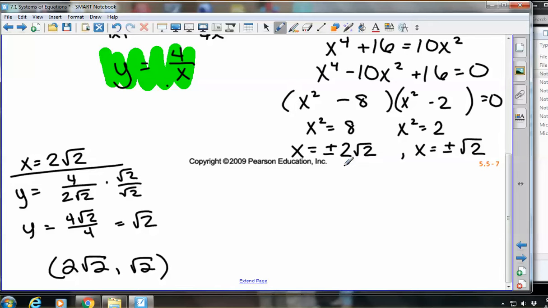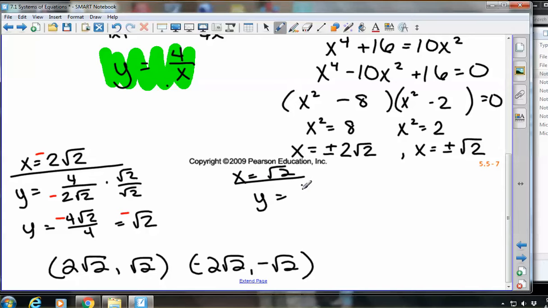Now, what would happen if I put in a negative 2 radical 2? Do I need to work it out, or do you guys know what the answer is going to be? Should just give us a negative radical 2, shouldn't it? If all I did was go back and change these two negatives, all it's going to do is make my final answer negative. So the second point would be negative 2 radical 2, negative radical 2.